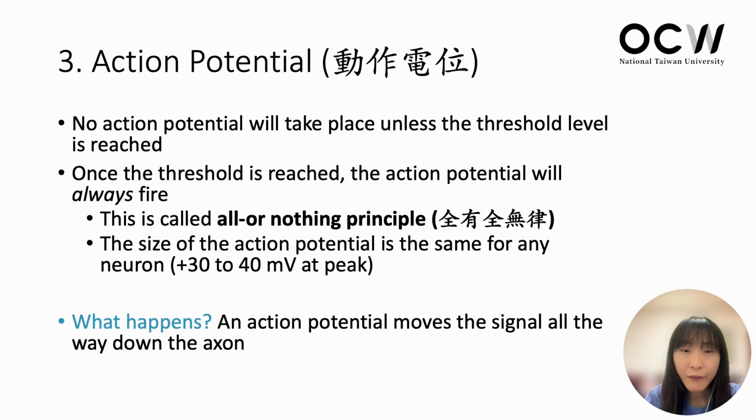Now you may wonder what happens during an action potential. An action potential will move the signal all the way down the axon and then to the terminal button. No action potential will take place unless we reach the threshold, which is -55. But once we reach there, the action potential will always fire, and we call this the all or nothing principle. And the size of the action potential is around 30 to 40 at peak.